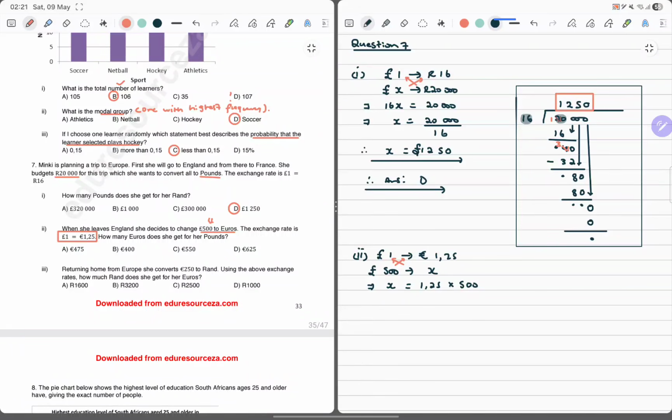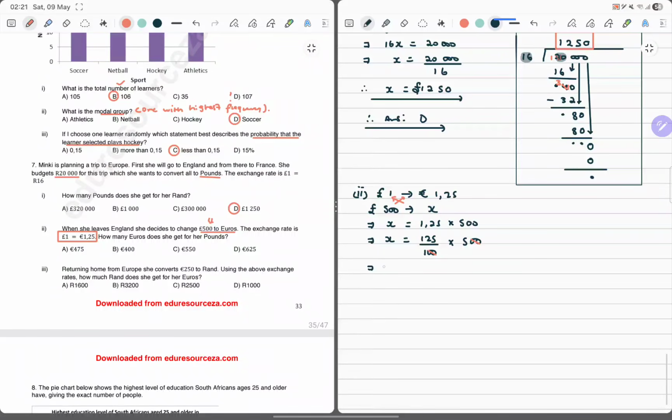And you're like, what am I going to do? Well, you should know how to handle decimal fractions. So you convert to a fraction. So this is 125. There were 2 digits after the decimal. So this is over 100 multiplied by 500. The nice thing is that the zeros grace us with their exit. Nice and easy. So we've got x is 125 times 5.